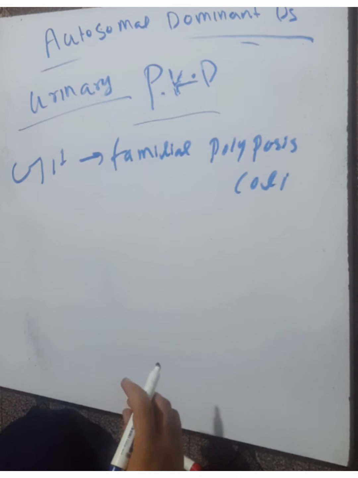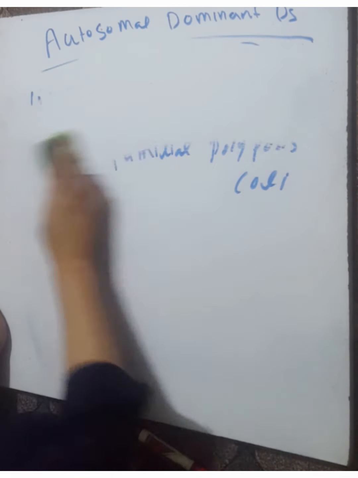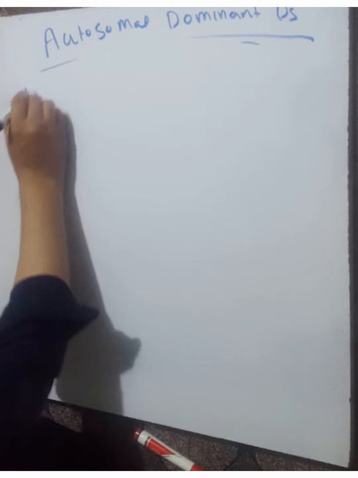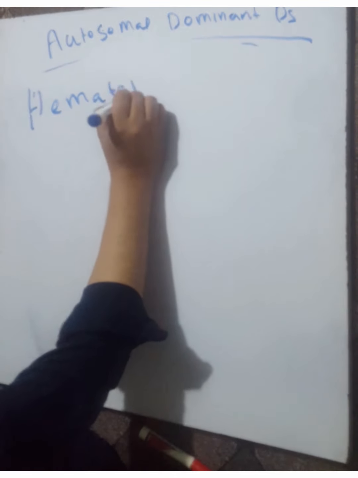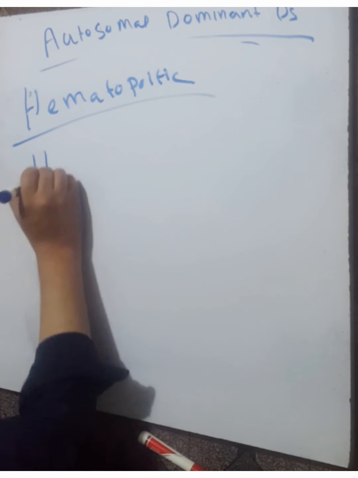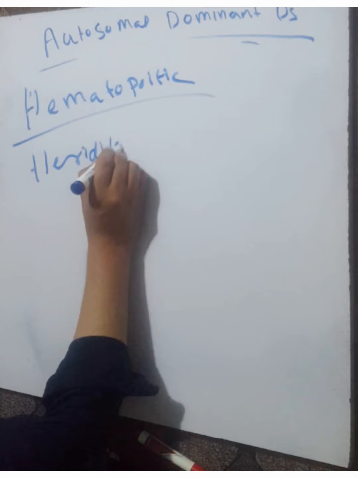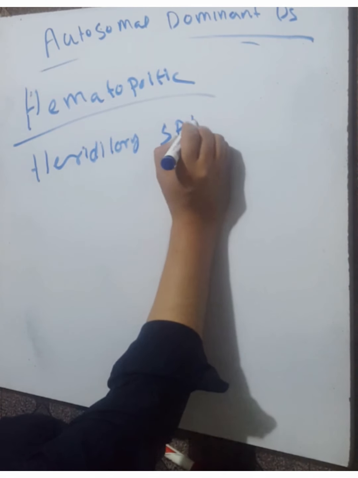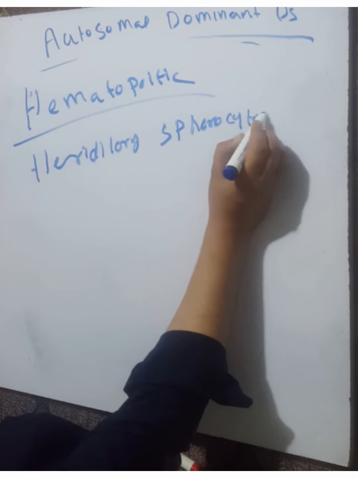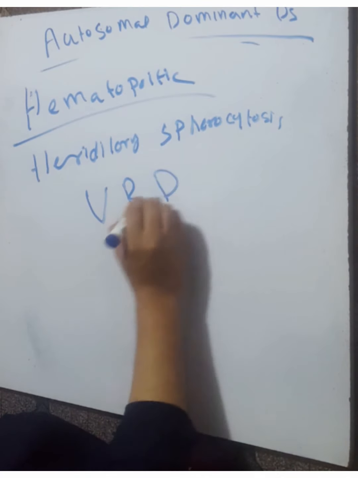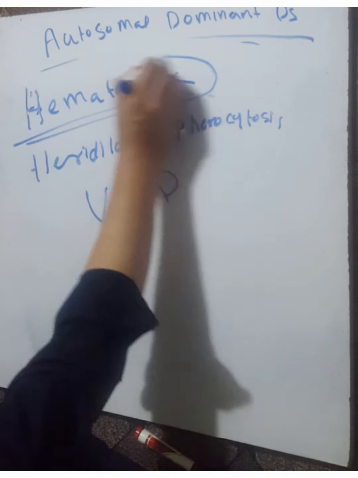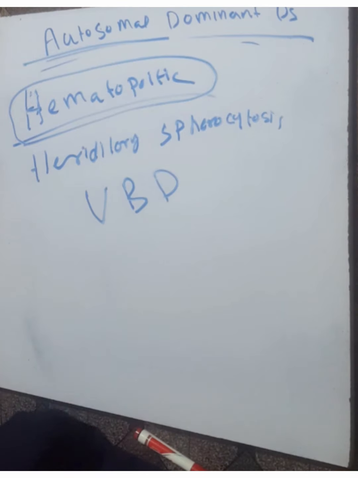Now we will discuss the hematopoietic disorders related to autosomal dominant inheritance. Examples are hereditary spherocytosis and von Willebrand disease. Von Willebrand disease and hereditary spherocytosis are hematopoietic disorders that are autosomal dominant.